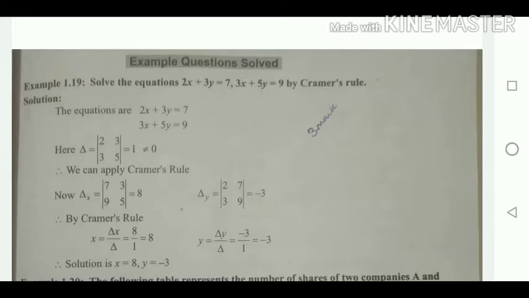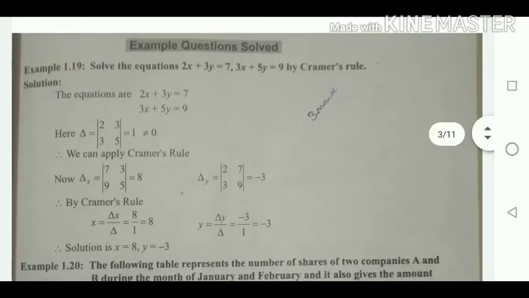In the first equation, the coefficient of x variable is 2 and y variable is 3. That is 2, 3 becomes the first row. And go to the second equation, 3x plus 5y means 3 and 5 become the second row of this delta. Okay, so delta equal to 2, 3, 3, 5.